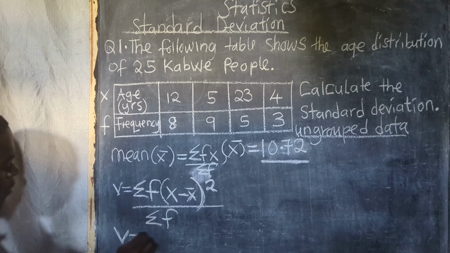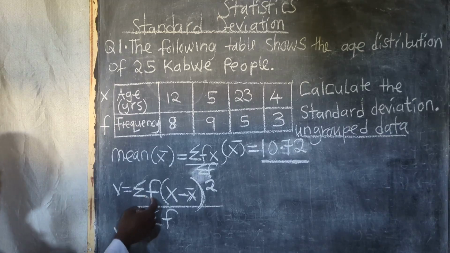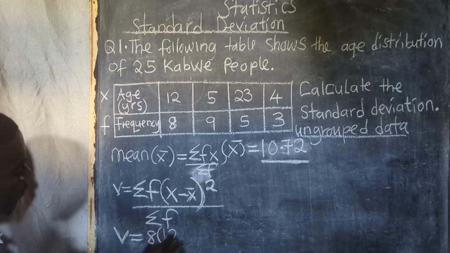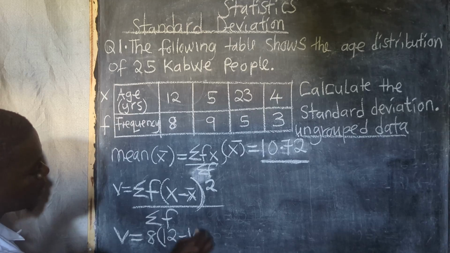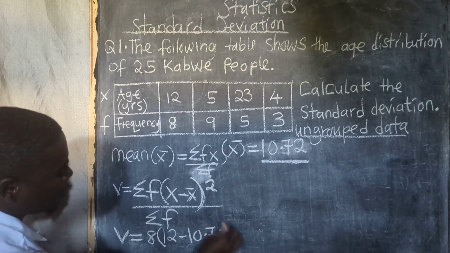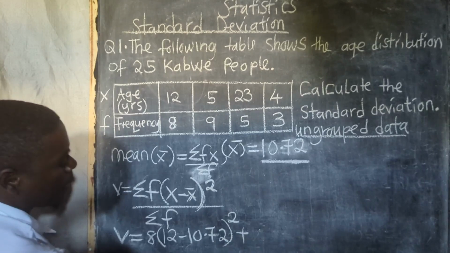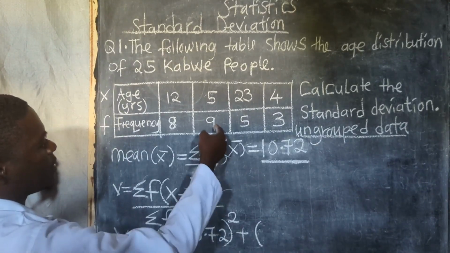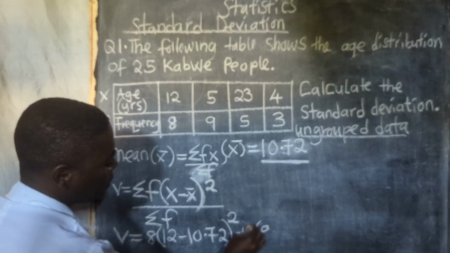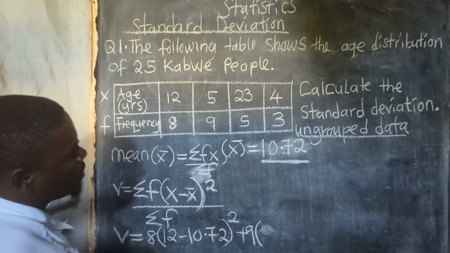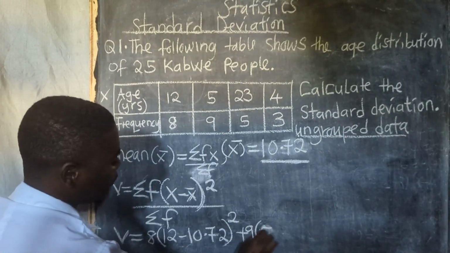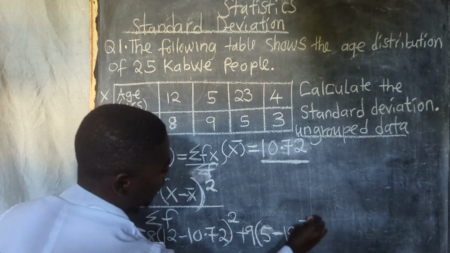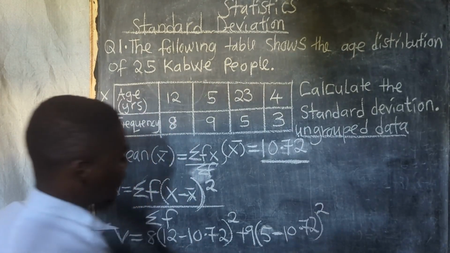So you say variance is equal to, on the first one, what is the frequency? 8. Open bracket, 12 minus mean, 10.72, squared. Plus, we move to this other one. What is the frequency? 9. What is the x value? 5. So 5 minus mean, 10.72, squared.